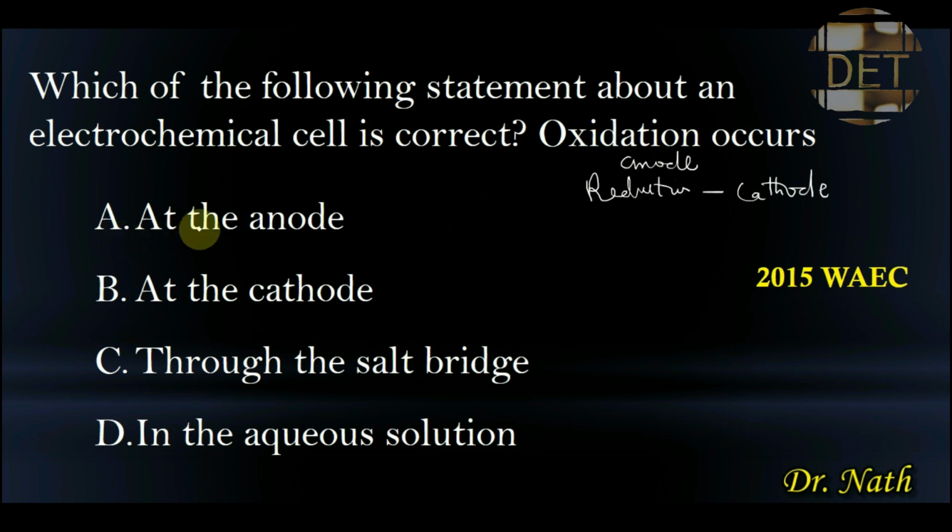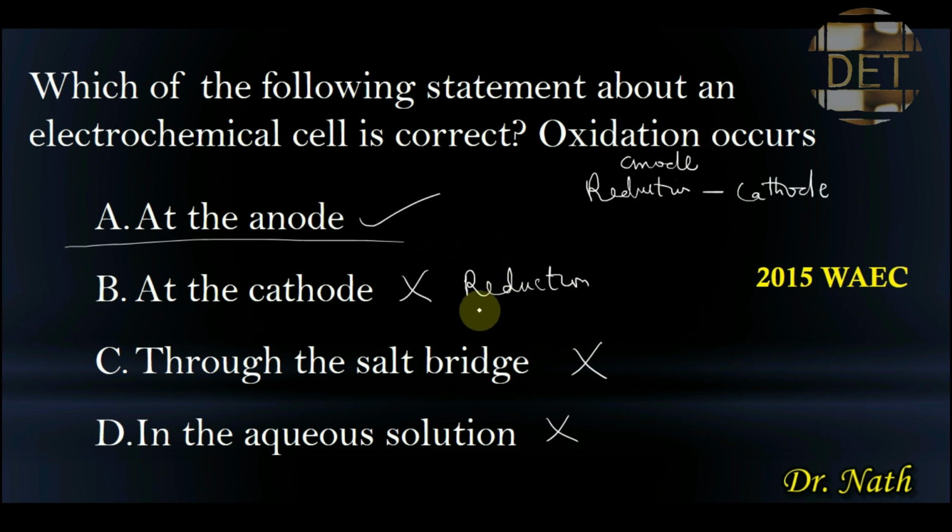So the first option, at the anode: oxidation occurs at the anode. This is a correct statement. At the cathode is a wrong option, because at the cathode what occurs is reduction. Option C, through the salt bridge, is a wrong statement. In the aqueous solution is a wrong statement. So which of the following statements about the electrochemical cell is correct? Oxidation occurs at the anode. This is the correct answer.